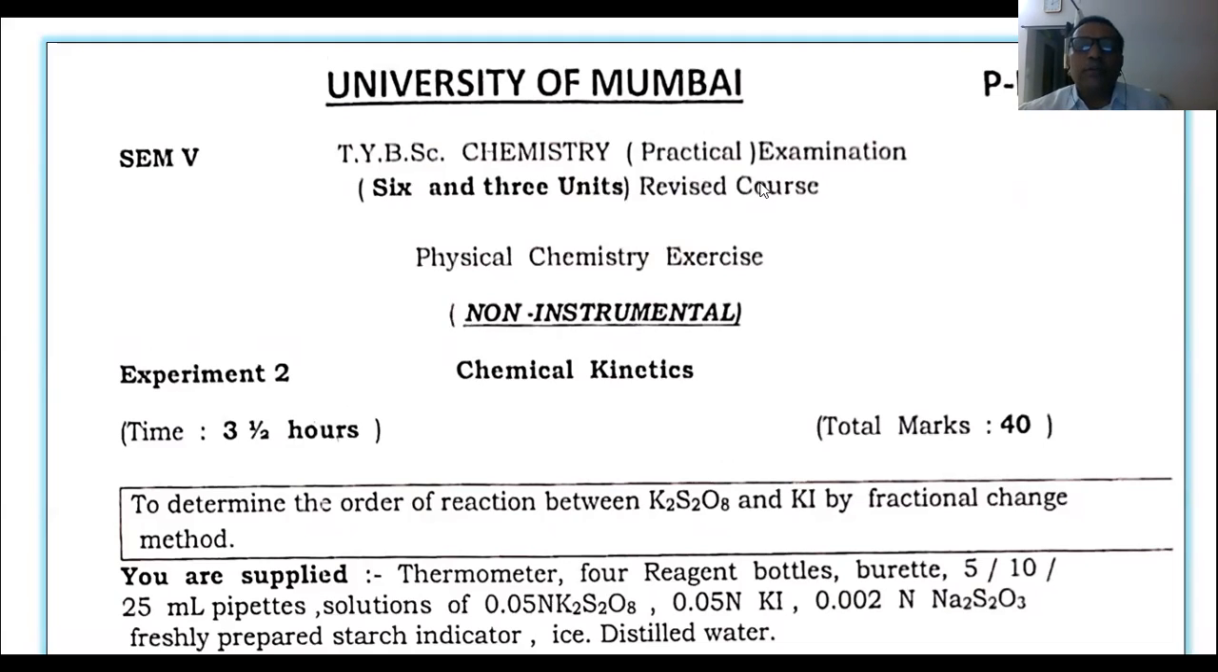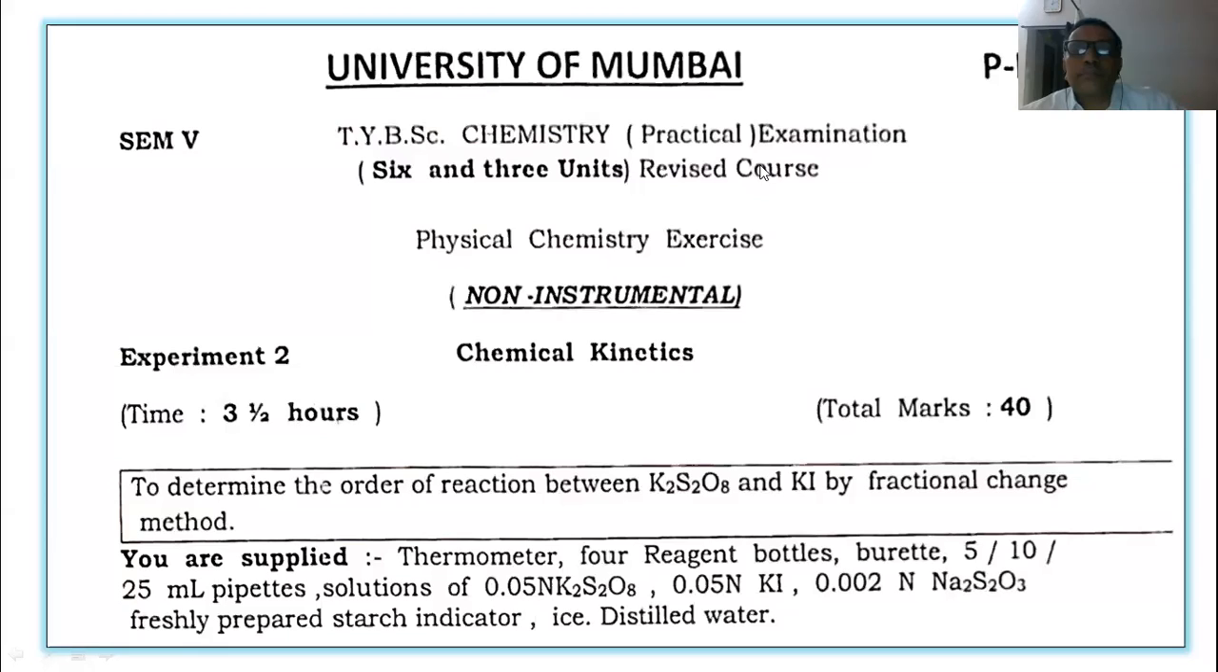So order of reaction is the dependence of the rate of the reaction on the number of reacting molecules. If the rate of the reaction is dependent on two reactants, then the order of the reaction will be 2. So in this case, the rate of the reaction is dependent on the two reactants, but we want to determine this. So for this experiment, what do we require?